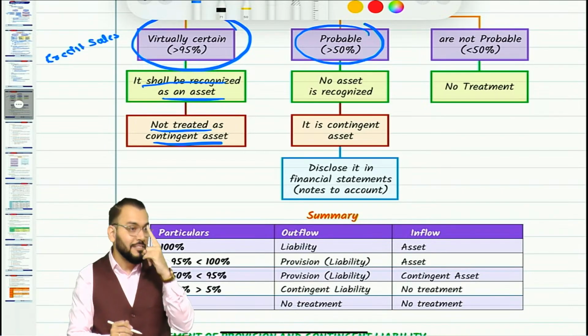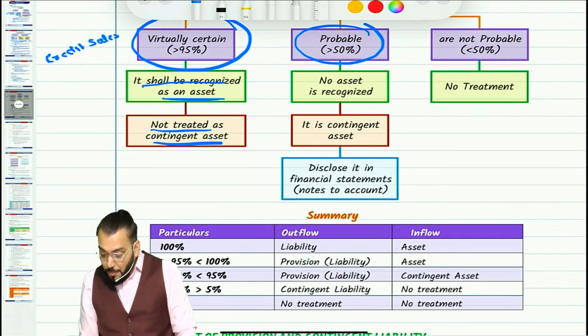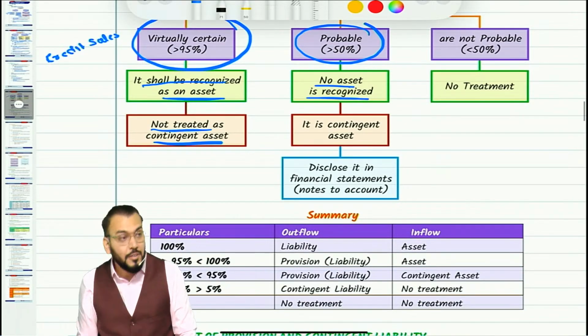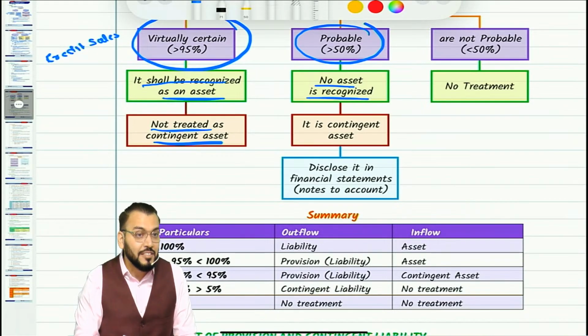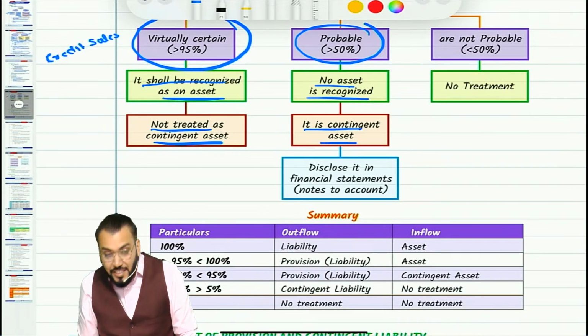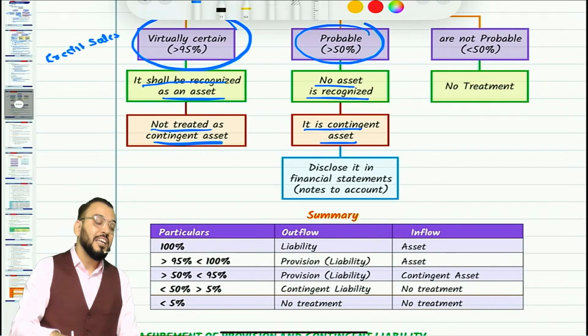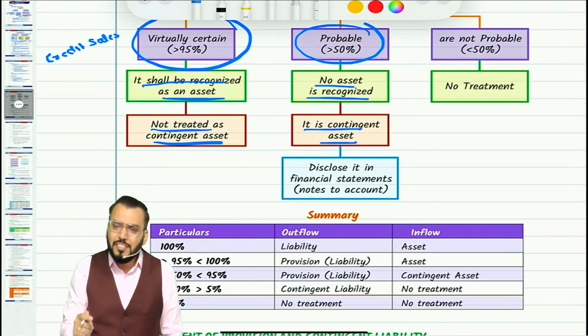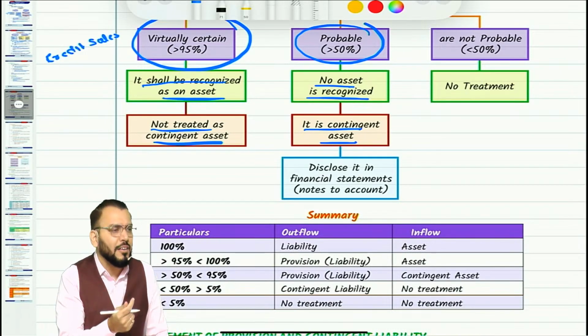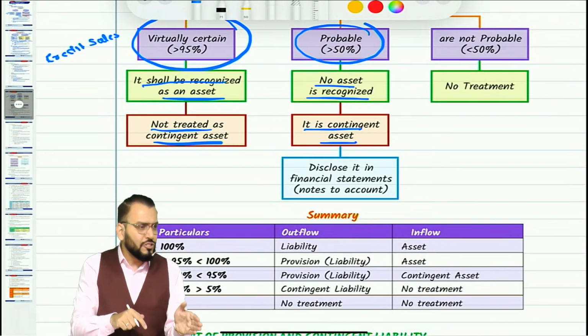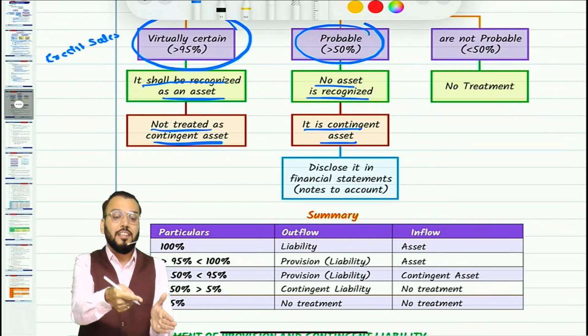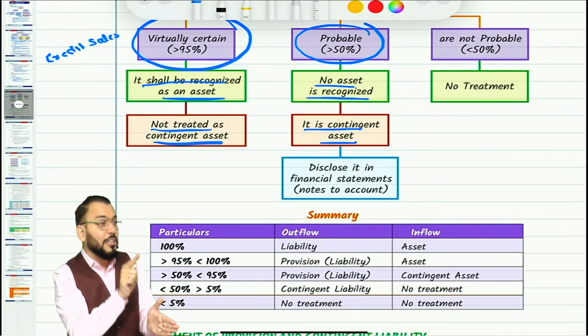That is understood. So if it is probable, then it is not an asset. No asset is recognized. It will be treated as a contingent asset. Now Ind AS 37 says disclose in the financial statement. When we say disclose in the financial statement, it means what? The financial statement consists of notes to accounts. When I say disclose in the financial statement, not in the balance sheet, not in the statement of profit and loss, disclose where?